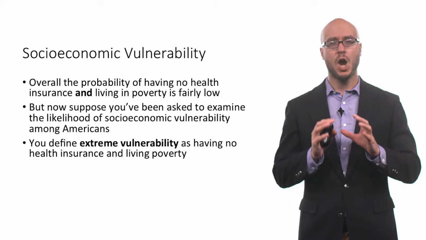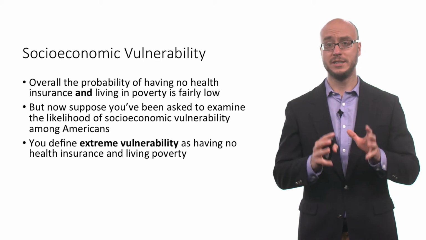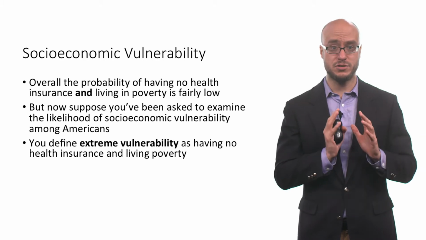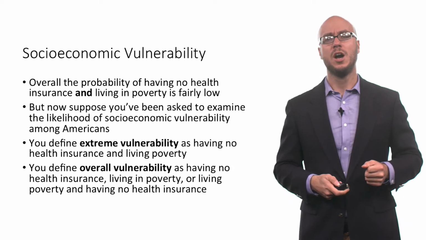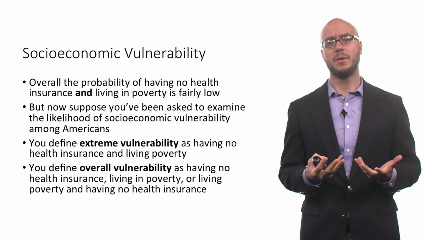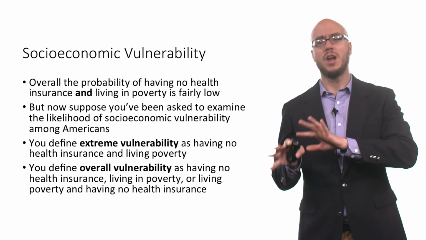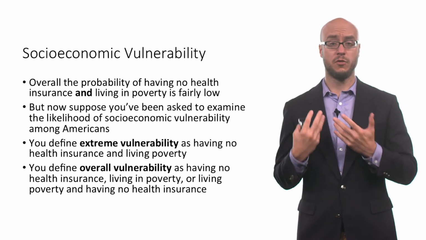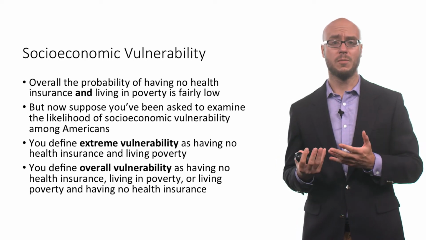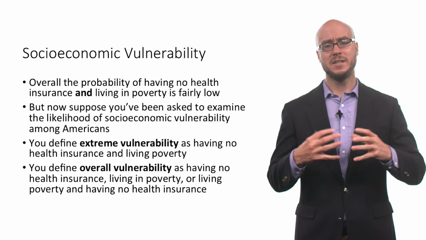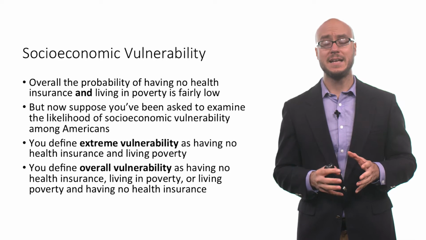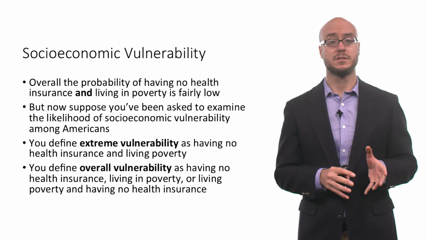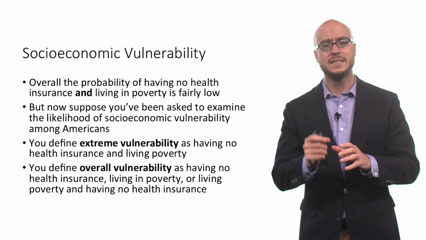So we might say extreme vulnerability, so you're really in a bad situation if you have no health insurance and you're living in poverty. That's a really worst case scenario. But you're still vulnerable in a socioeconomic way if you don't have health insurance but you're not poor. Or we might say you're vulnerable if you are poor but have some kind of health insurance. So what's the overall measure of socioeconomic vulnerability, defined as somebody who has no health insurance, is living in poverty, or is living in poverty and doesn't have health insurance?